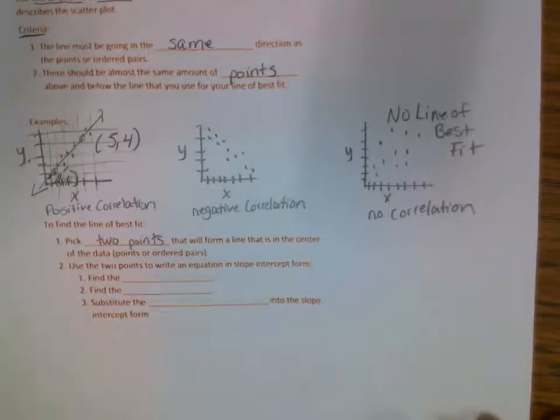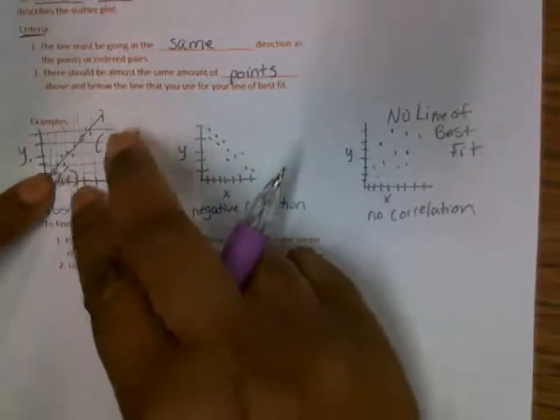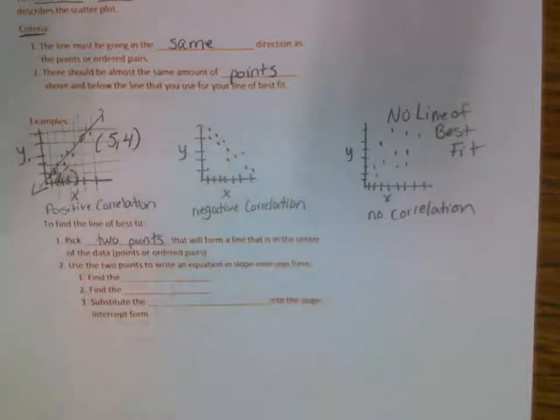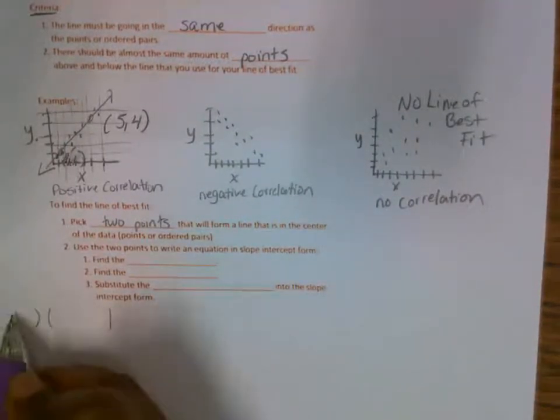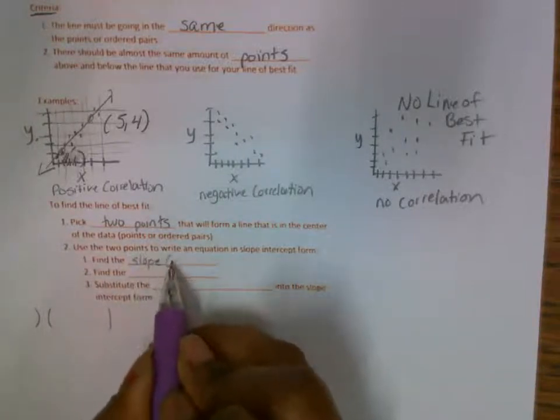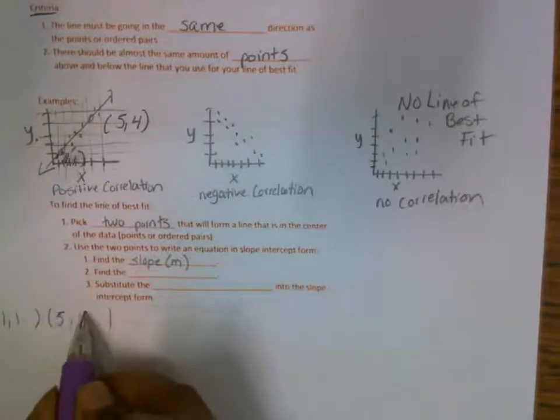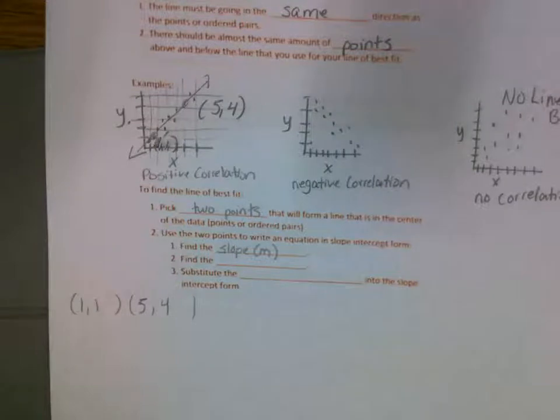Now, the second step is we're going to take these 2 ordered pairs and write an equation. To write an equation, we've already done this before. The first thing you have to do is find the slope. The letter for slope is m. So it's 1 comma 1 and 5 comma 4. I'm using these 2 points because they're the same 2 points I used in my first class, so if they go back and watch the video, it will be consistent.